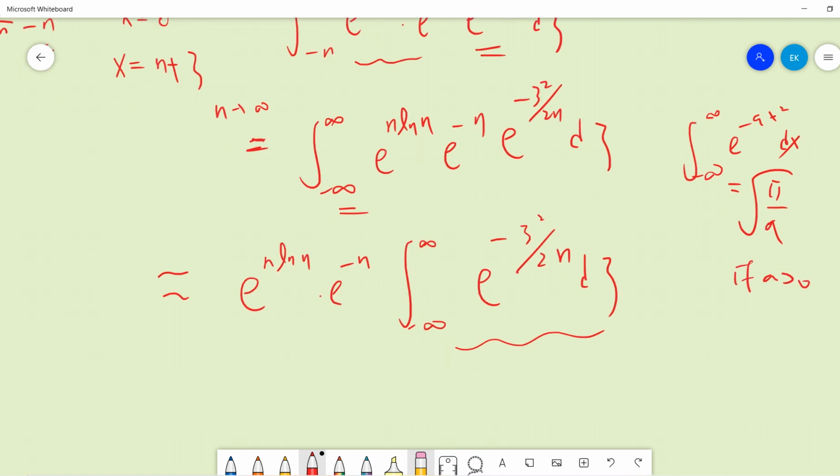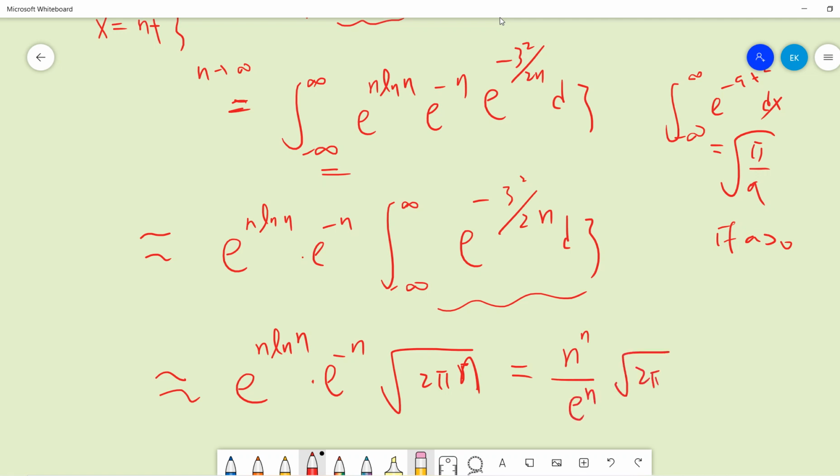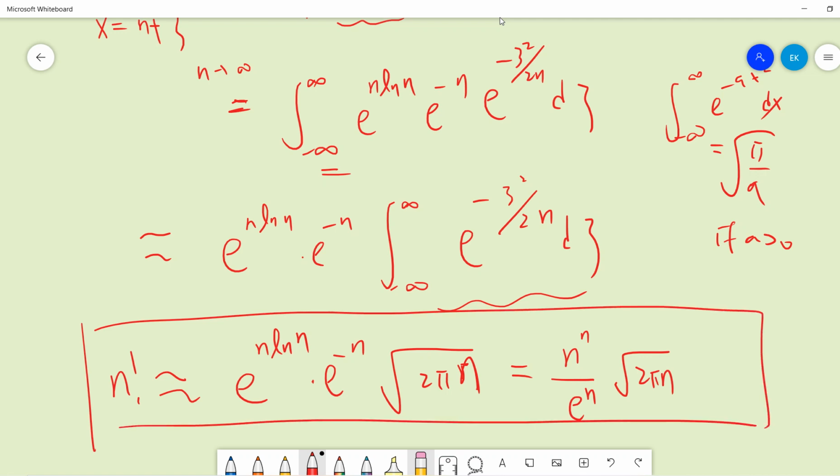So from here, what we have is exponential of n log n minus n, times the square root of 2 pi n. And this is n to the n divided by e to the n, times the square root of 2 pi n. So basically, it's close to n factorial. So this is the proof.